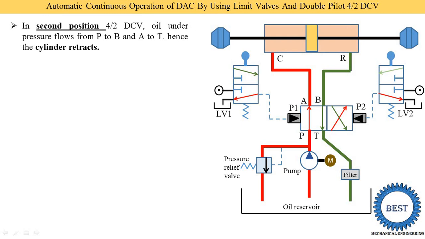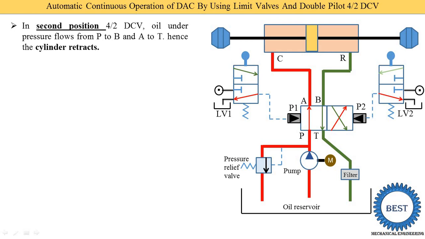That means the P port is connected with the B port, and A is connected with the T. So the pressurized oil coming from the pump is supplied to the B port by the cross lines. From the B port, oil enters the rod port and is finally supplied to the cylinder, and this oil applies force on the piston and the piston starts to move from right to left. This movement from right to left is called the retraction of the double acting cylinder.